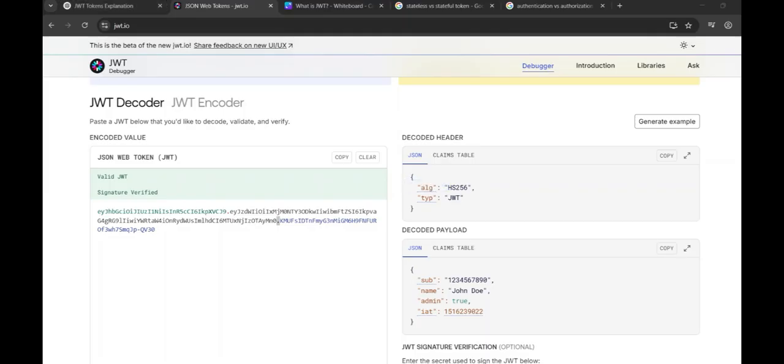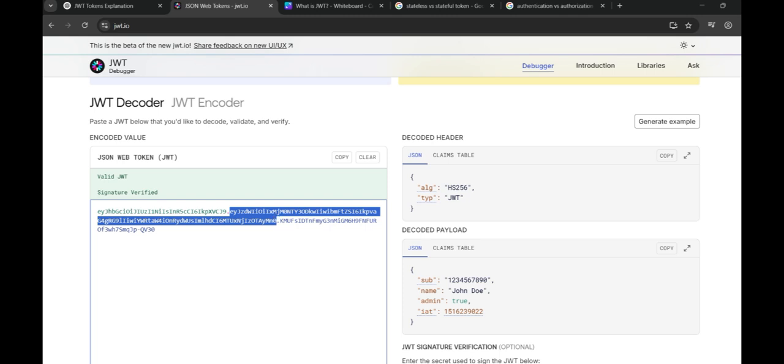So now let's quickly understand the JWT structure. A JWT token consists of three parts separated by dots, as you can see on the screen. The first section is divided by a dot, the second section is in black, and the third section is in blue. The first section, we call it the header, the first part before the dot.